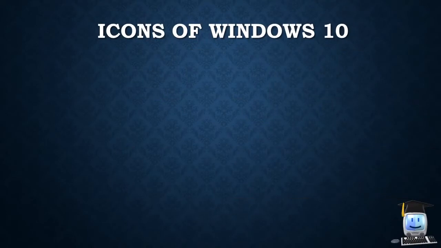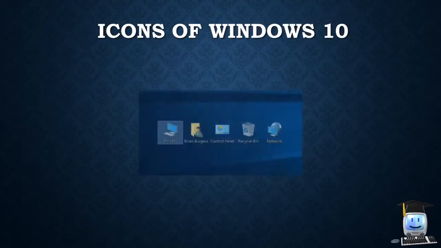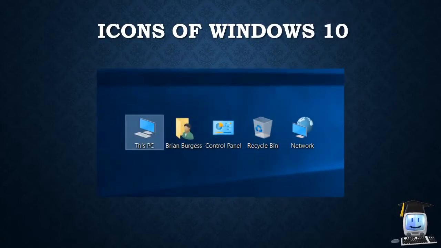Icons of Windows 10. Icons are small pictures that we see on desktop. They represent programs, files or folders. When we double click them, a new window will open. Examples of icons are this PC, Recycle Bin, Internet Explorer and so on.